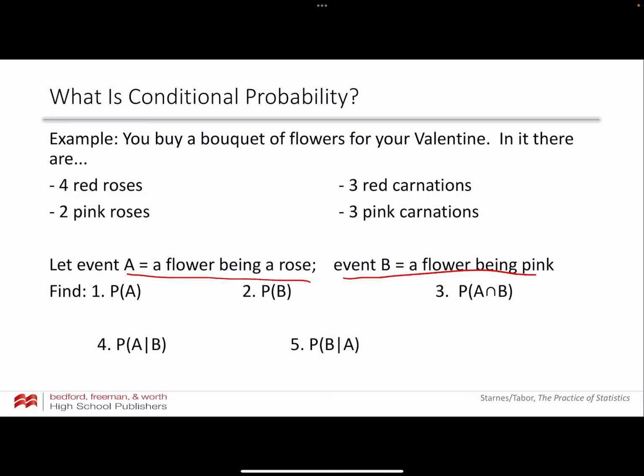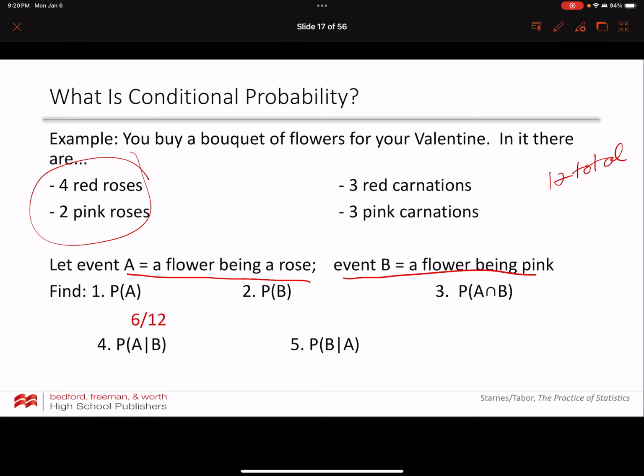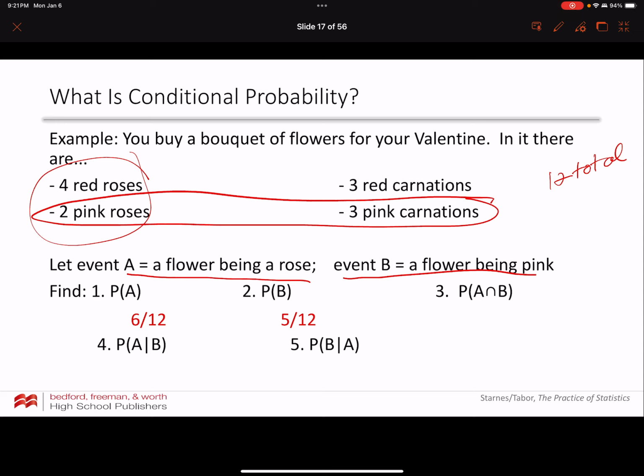So find the probability of A. Well, first of all, I need to figure out how many total flowers there are. It looks like I have 12 total flowers. And so the probability that the flower is a rose would be those 6 flowers out of 12, right? The probability that the flower is pink, this is event B, would be the 2 pink roses and the 3 pink carnations. So it would be 5 out of 12, these 5 right here.